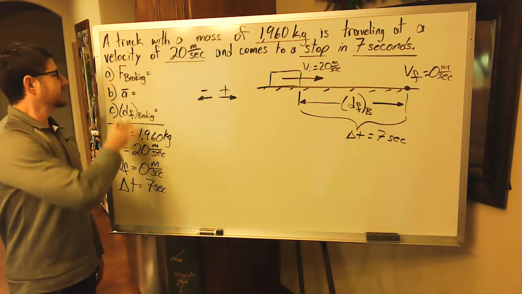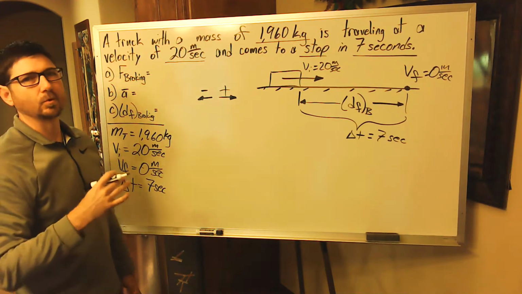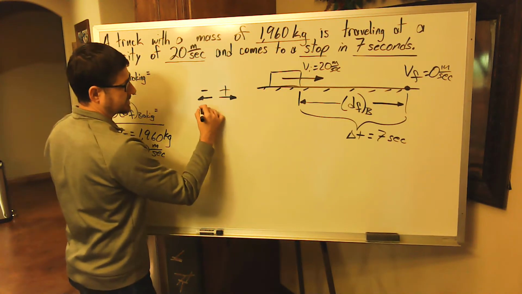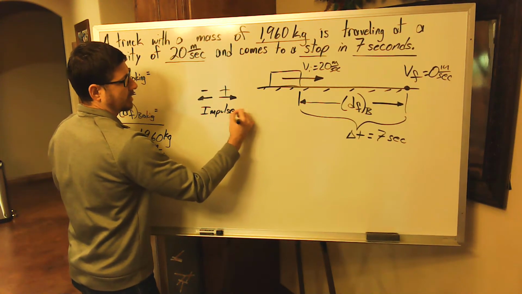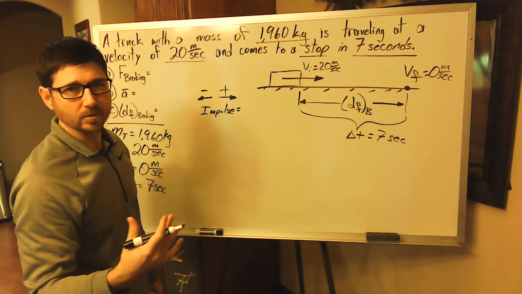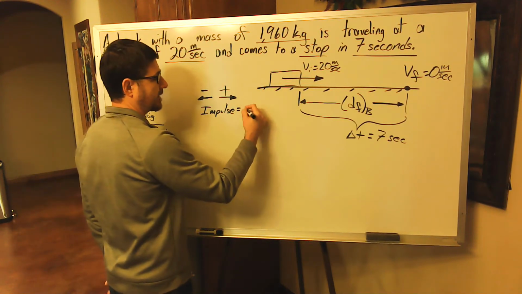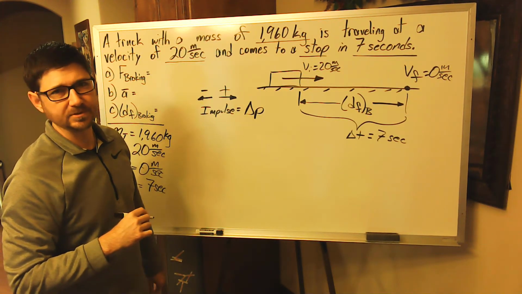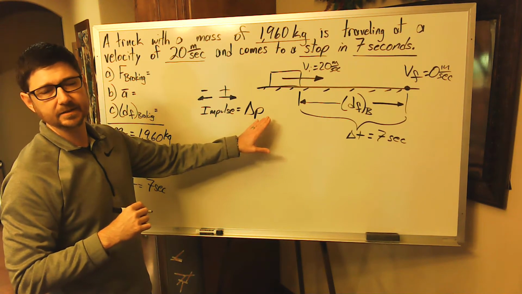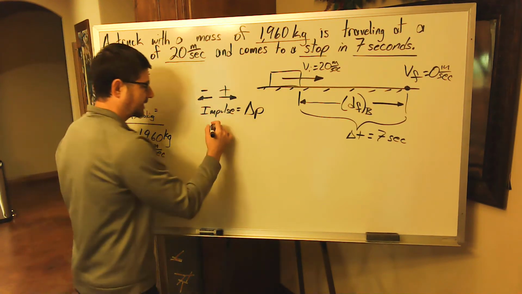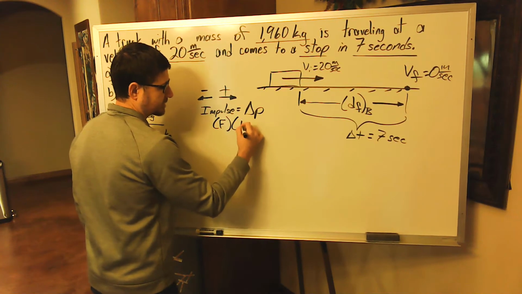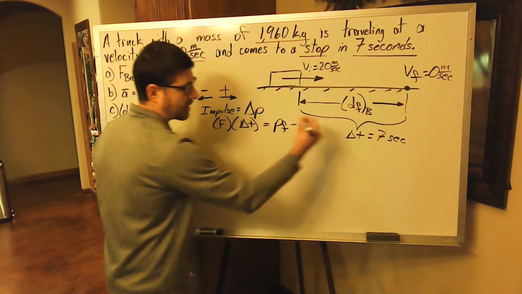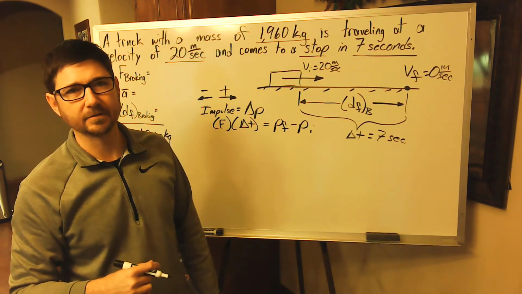To calculate the braking force, we're going to be required to use the Impulse-Momentum Theorem. This tells us that the impulse applied to the object is going to equal a change in momentum for the object, so we have delta p. Remember, the Greek letter delta represents change in, and lowercase p represents momentum. So we have our applied force multiplied by the time interval is equal to the final momentum of the object minus the initial momentum of the object.